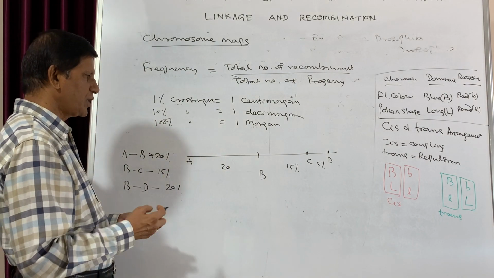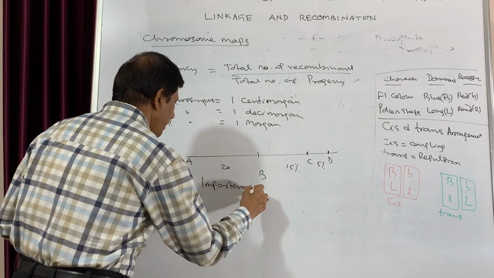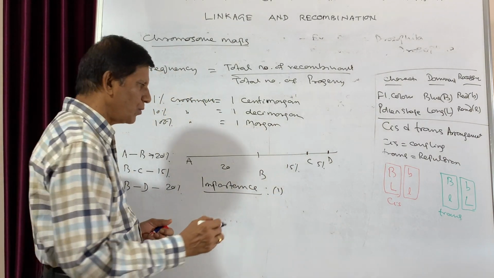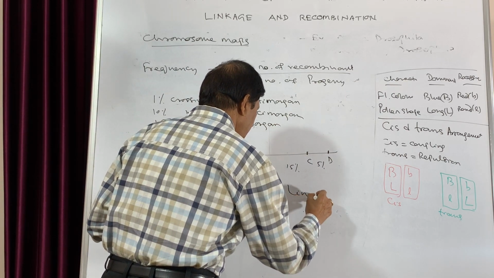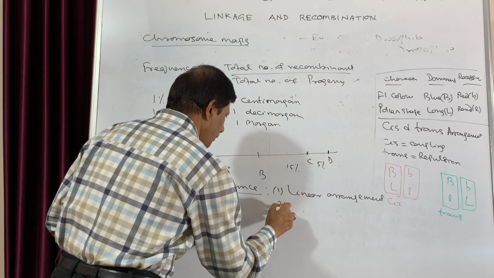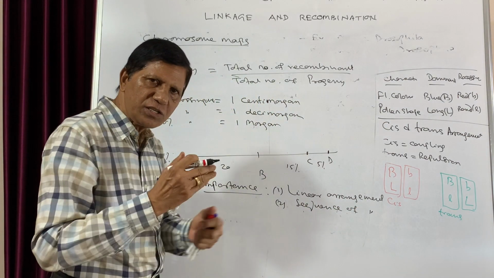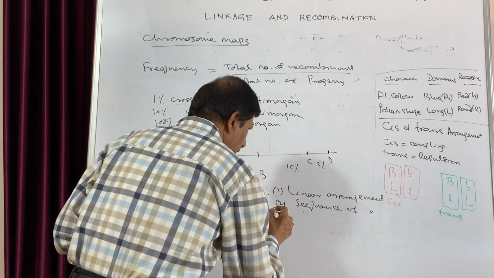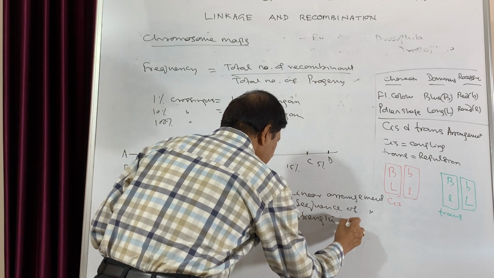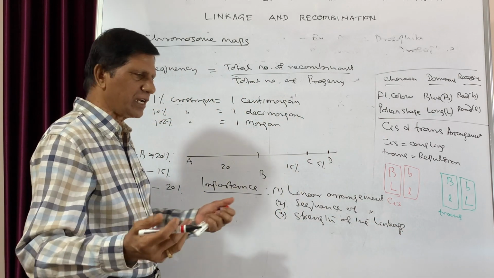Then we have to discuss the importance of linkage. Number one, from the linkage, we can know the linear arrangement. We can know the sequence of arrangement, that means which gene is present after which one. Then we can know the strength of the linkage, which is inversely proportional to the distance between them.